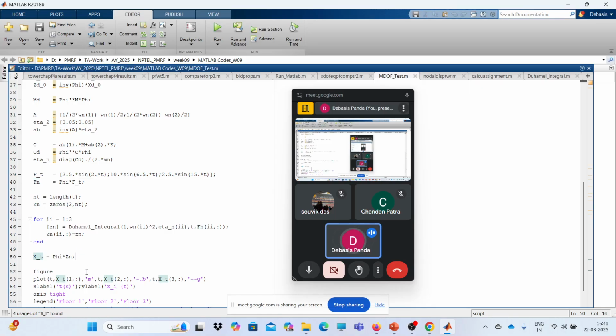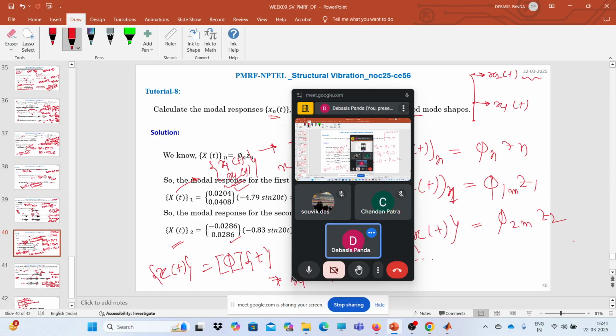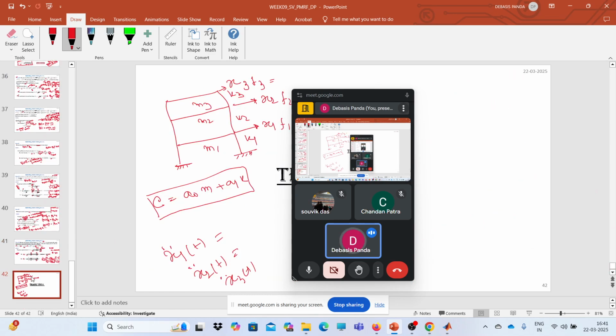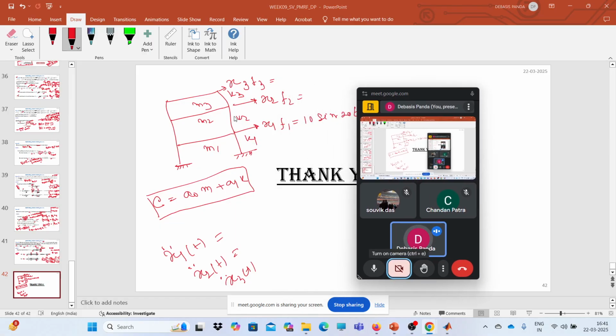Now once we have all these things, we can plot t versus the first displacement response corresponding to the first degree of freedom, then the displacement corresponding to the second degree of freedom, and then the displacement corresponding to the third degree of freedom. That means we will have the displacement responses corresponding to the first story, second story and third story, right?